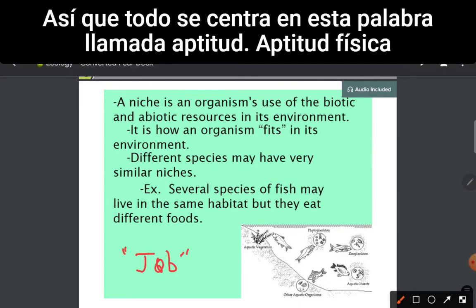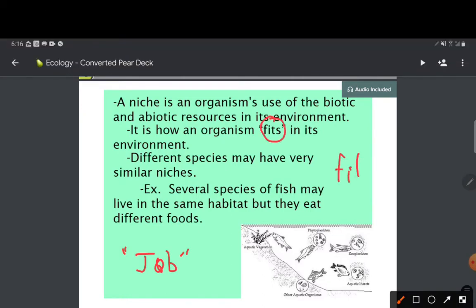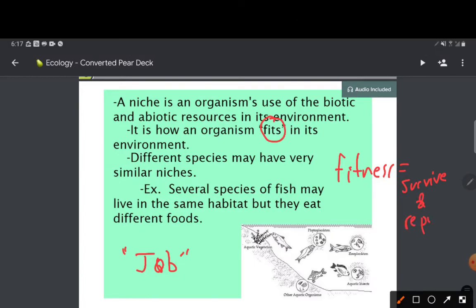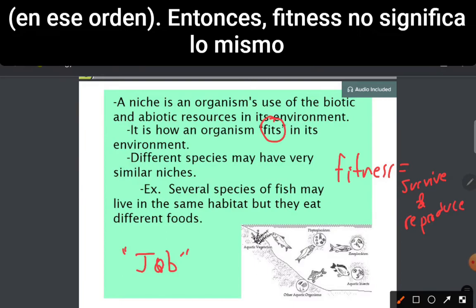So it is all focused around this word called fitness. Fitness is the ability to survive and reproduce, in that order.